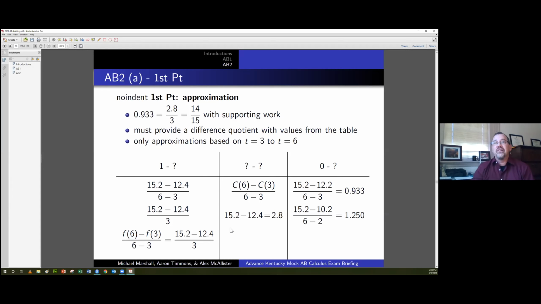Things that will not earn it. There are a couple small errors that show up here. We've got this 12.2 instead of what we should really have, a 12.4. So if we have that kind of arithmetic error, we'll have to watch for those. And then this is a person that's not working on that interval from 3 to 6, they're working from 6 to 2. That gives an approximation, but it's not right. It's not the best approximation that they can find with the information available to them.